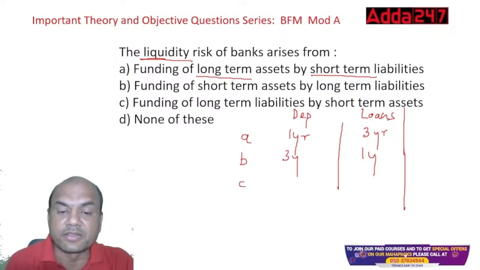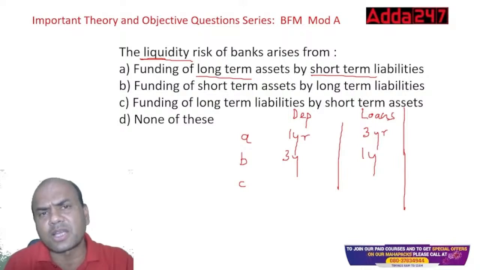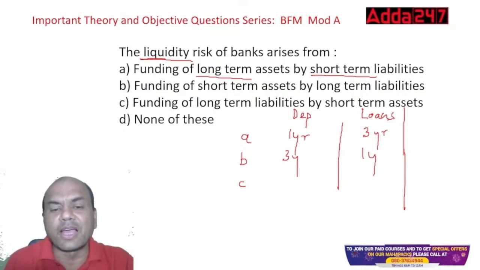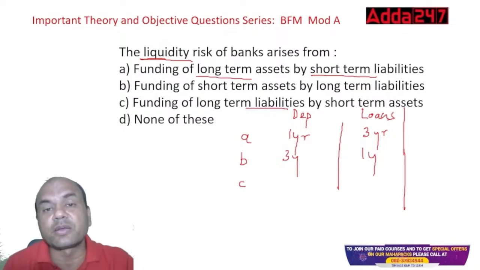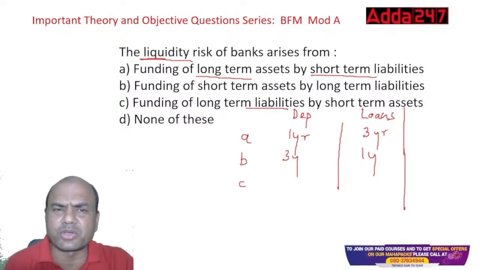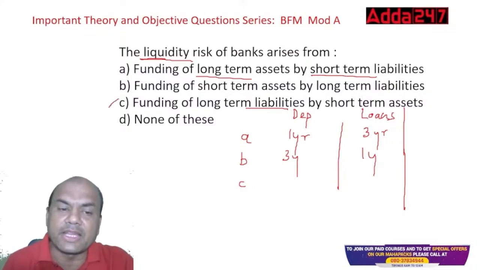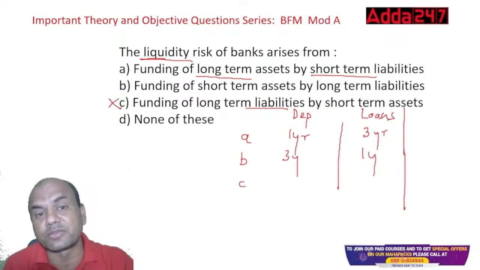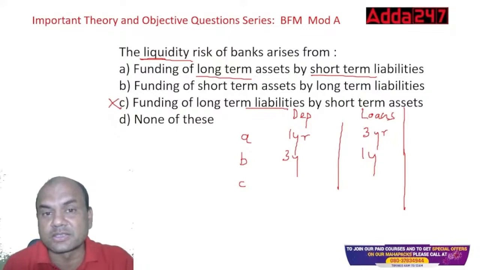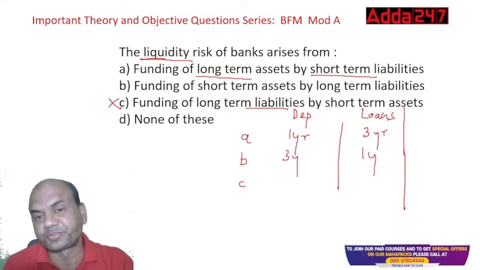C: funding of long-term liabilities by short-term assets. This is ab initio wrong, wrong from the start itself. Why? Liabilities funded by assets? Not at all possible. Assets are always funded by liabilities, whether long-term or short-term. So we need not even discuss C. Now the question lies between A and B.